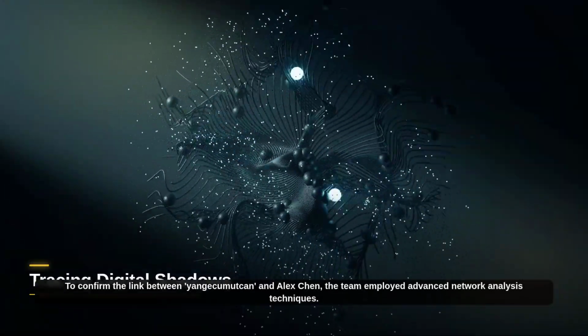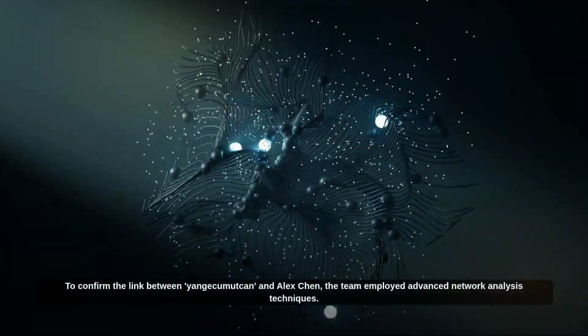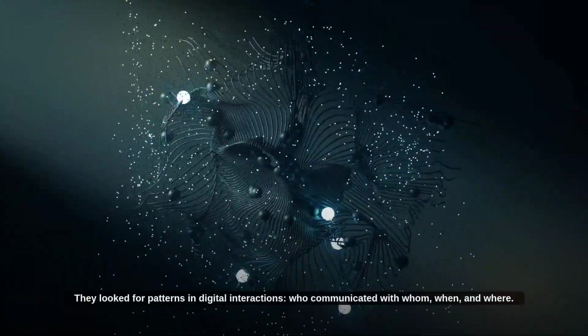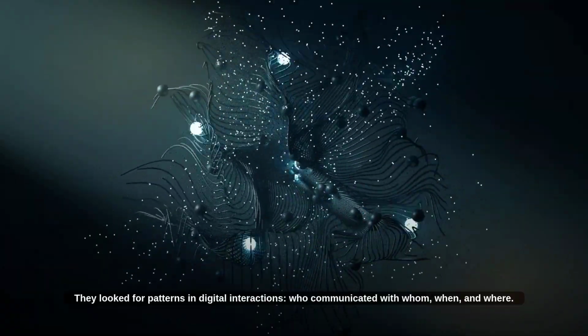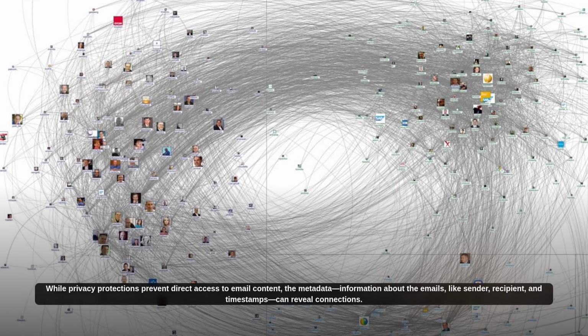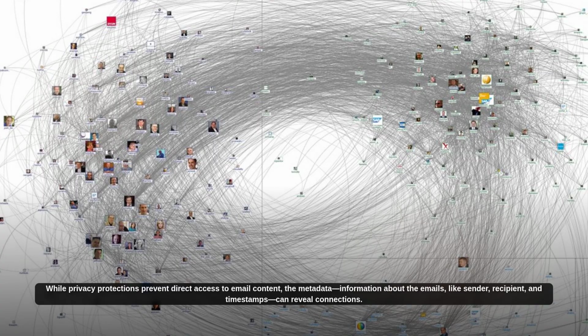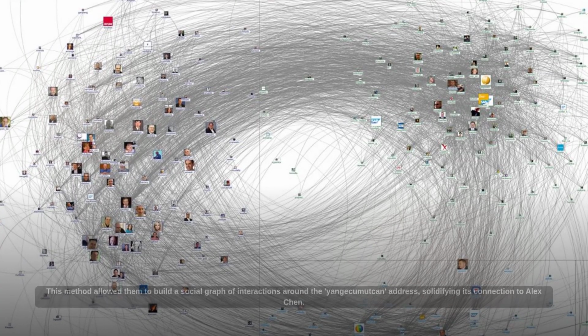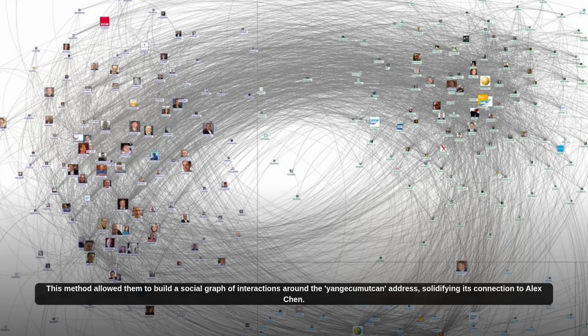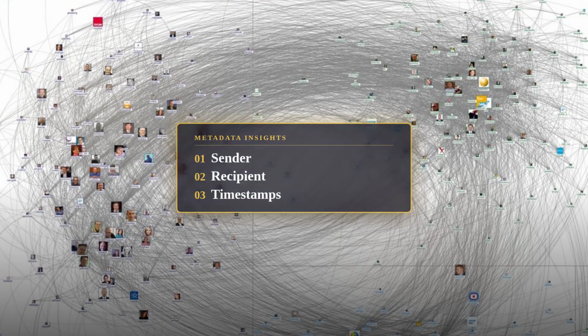However, Alex Chen itself is a common name, making it difficult to pinpoint the exact person without further distinguishing details. To confirm the link between Yangda-Kumutkan and Alex Chen, the team employed advanced network analysis techniques. They looked for patterns in digital interactions, who communicated with whom, when, and where. While privacy protections prevent direct access to email content, the metadata information about the emails, like sender, recipient, and timestamps, can reveal connections. This method allowed them to build a social graph of interactions around the Yangda-Kumutkan address, solidifying its connection to Alex Chen.